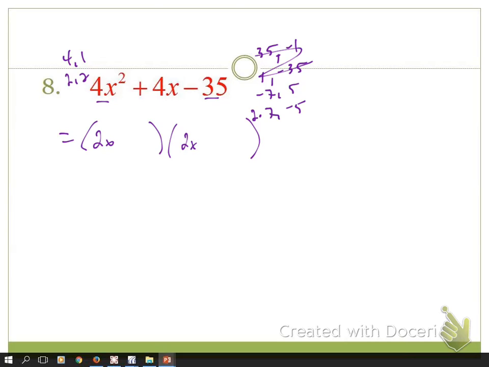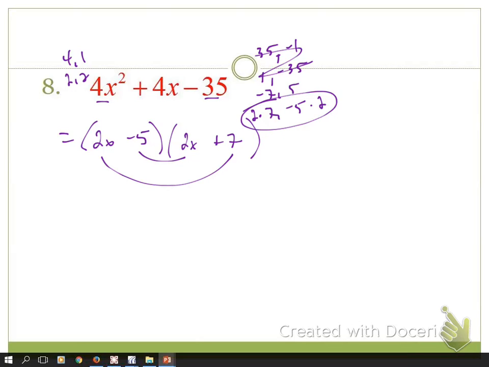Check the other ones. 2 times 7 is 14. 2 times negative 5 is negative 10. 14 plus negative 10 is positive 4. This is our combination that we need. So we link our smiles. 2 to the 7, 2 to the negative 5. Turns out it doesn't matter which parentheses you put the 7 and the negative 5 because your leading coefficients are the same, 2 and 2. But there, we're done.